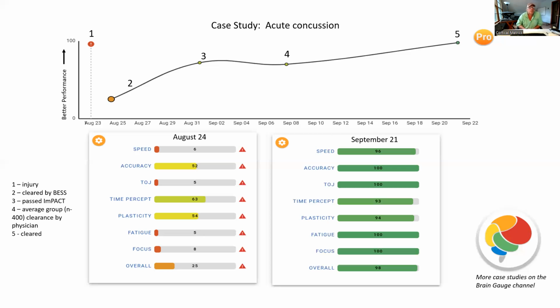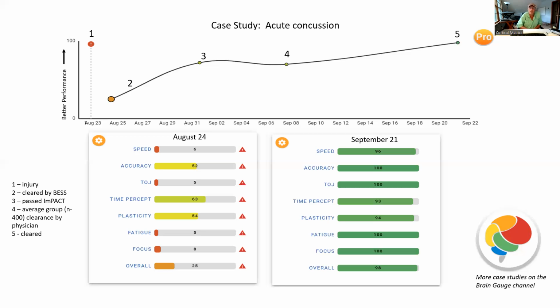This gives you an idea about how well this case study fit in with the overall group study. This is when most people were cleared. 2 to 3 weeks, 21 to 28 days, is the norm for getting back to normal on Brain Gauge scores. So that's how this acute concussion study fits in with the larger study that we did.